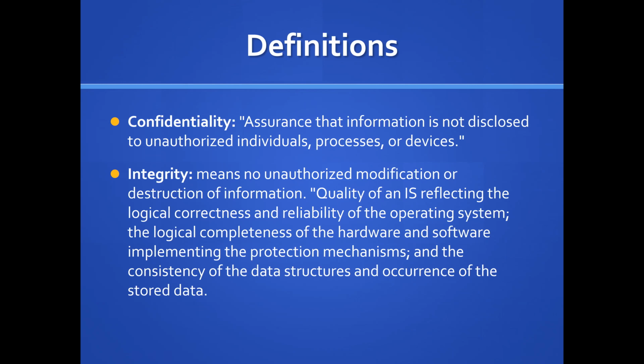Confidentiality is assurance that information is not disclosed to unauthorized individuals, processes, or devices. And so we want to protect the information. Integrity means no unauthorized modification or destruction of information. Like I said on Tuesday, you can have a file that is 1 billion bytes in size, but if you just change one bit of it, you have affected the integrity of it. And so we want to have ways of dealing with that. So the quality of an information system reflecting the logical correctness and reliability of the operating system, the logical completeness of the hardware and software, and the consistency of the data structures and the stored data, right? So that's really what integrity is.